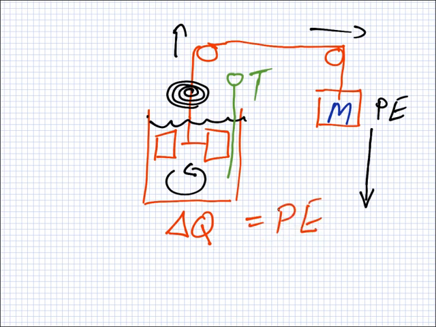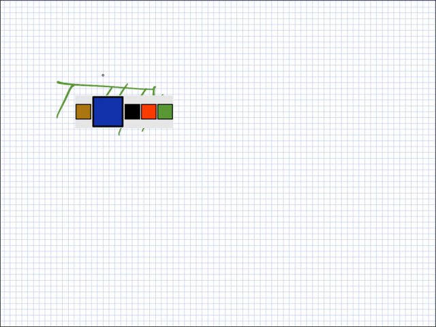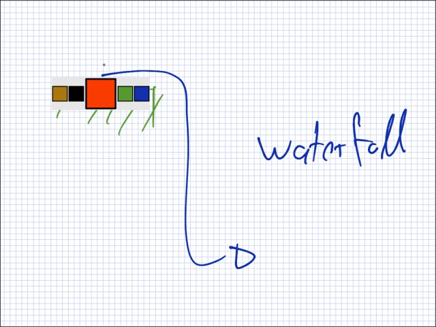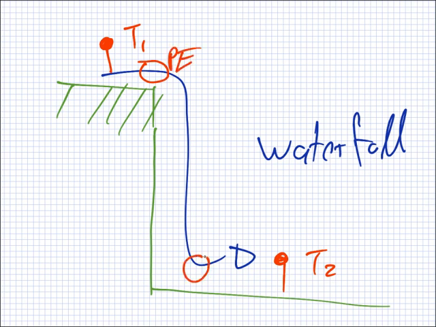He actually did this in real life too. He had, at the top of a waterfall, you know a waterfall? So he took the temperature here, then he climbed down and took the temperature here. And which is bigger? T2 is bigger, because this water here has a potential energy. When it's at the bottom, it doesn't have this potential energy. And the kinetic energy is the same because the water is flowing at the same speed. So where did this potential energy go? It became heat energy.